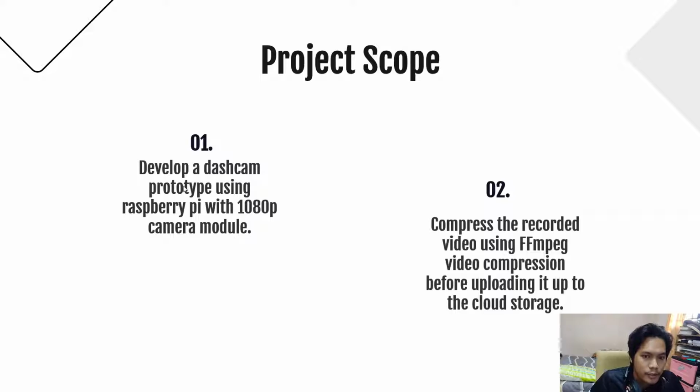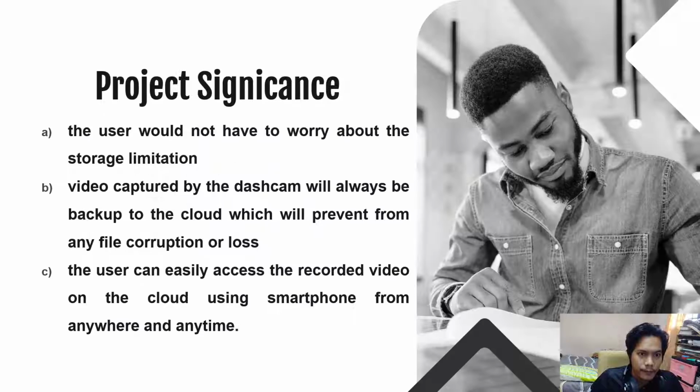Okay. So the project scope of my project is to develop a dashcam prototype using Raspberry Pi with 1080p camera module, and also compress the recorded video using FFmpeg video compression before uploading it up to the cloud storage.